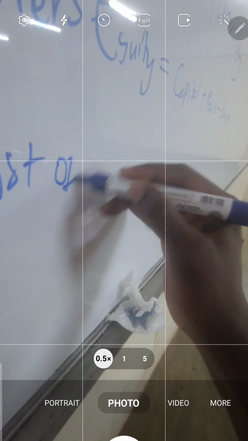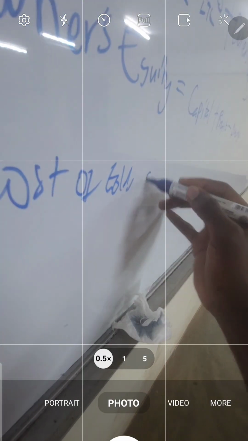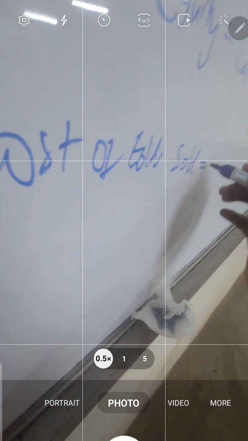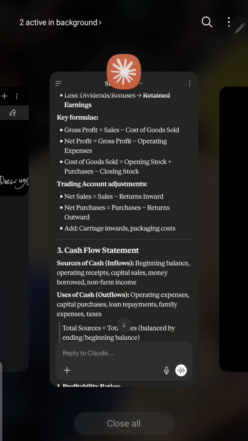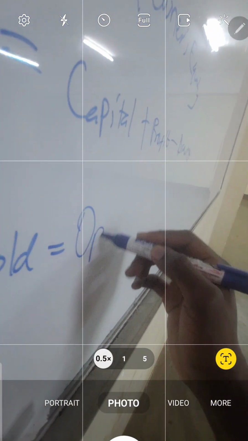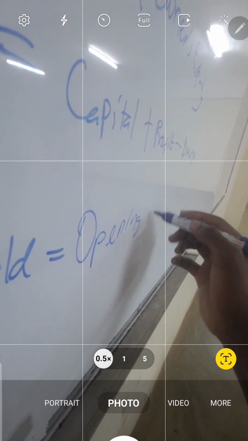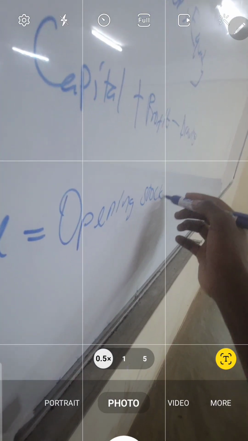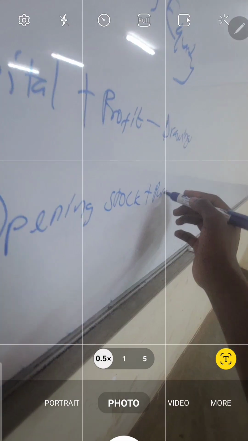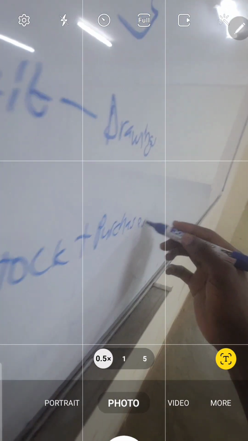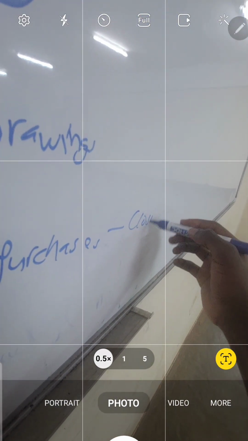We can talk of the cost of goods sold. Cost of goods sold is simply the value of opening stock, then you add purchases, minus closing stock.